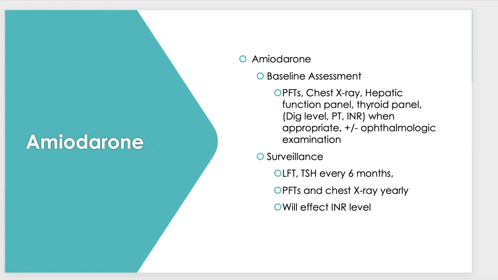These patients, when you prescribe this medication, they need to have baseline assessment, including PFTs, chest x-rays, hepatic panels, thyroid panels, and eye examinations. And then surveillance. In surveillance, you need to continue to monitor LFTs and TSH every 6 months. They need to have yearly PFTs and chest x-rays. And also remember that amiodarone will affect INR levels.